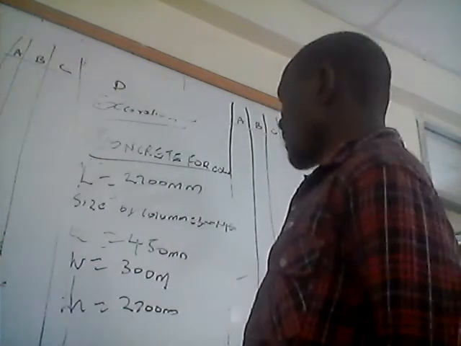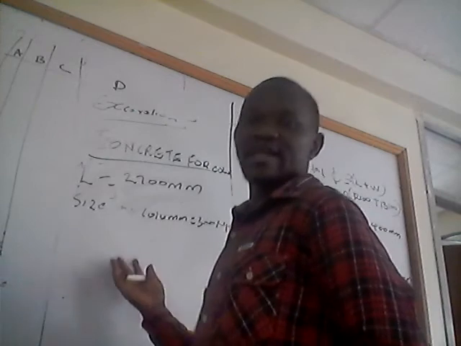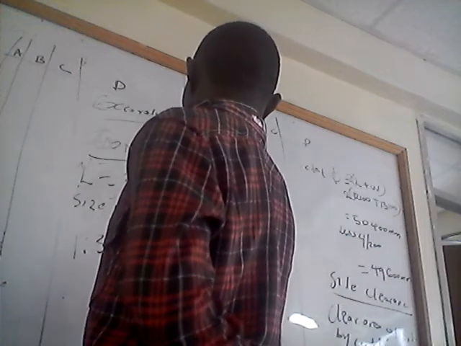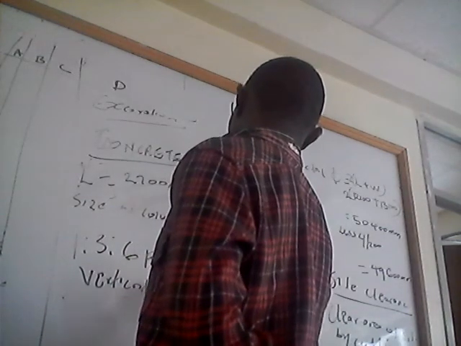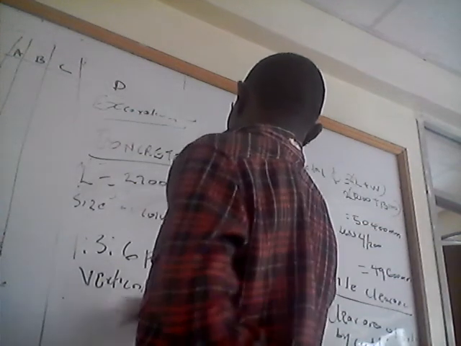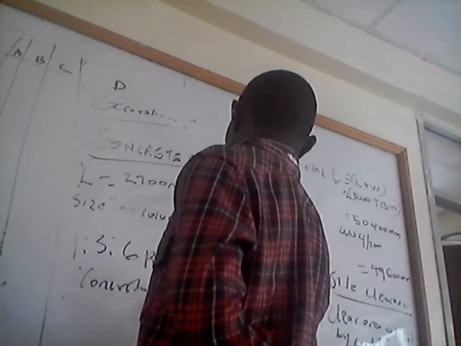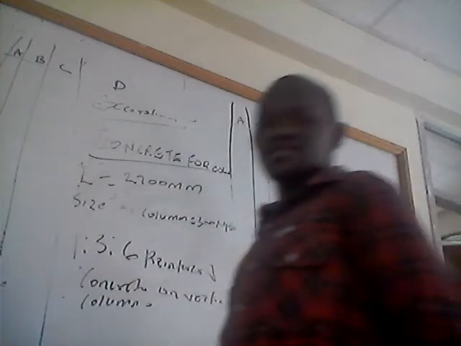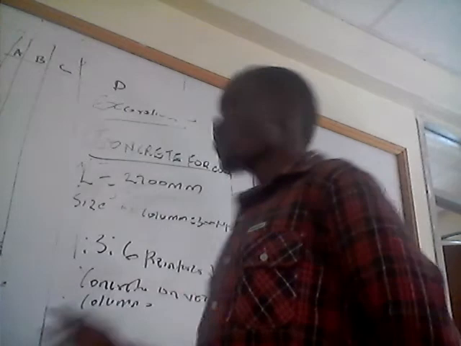In the description of the column, we have to describe the class of concrete we are going to use. Assume, say, 1:3:6 reinforced concrete on vertical columns. Meaning this is the class: 1 cement, 3 sand, and 6 ballast. That's the mix of the concrete. But it is reinforced, meaning it has some reinforcement bars.